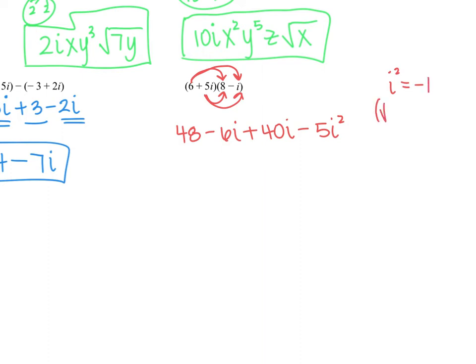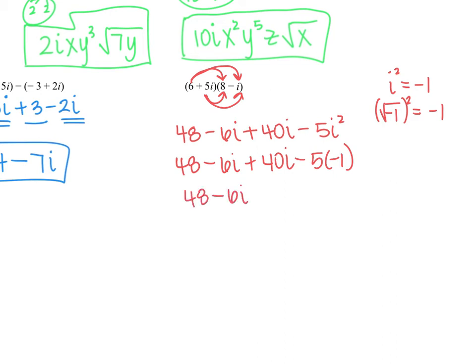And that's because i is the square root of negative 1, and when we square it, anytime we square a square root, they cancel, so we're just left with whatever is underneath the radical, which in this case is a negative 1. So our problem becomes 48 minus 6i plus 40i minus 5 times negative 1. So now that negative 5 times negative 1 is going to become a positive 5.